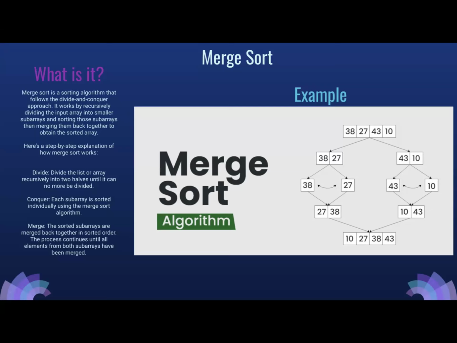Divide is essentially divide the list or array recursively into two halves until it cannot be divided anymore. Conquer, each subarray is sorted individually using the merge sort algorithm. Merge, then the sorted subarrays are merged back together in sorted order. The process continues until all elements from both subarrays have been merged. I have an example to the right. You can see how it is split down completely, merged, and then merged back together to create the sorted array.